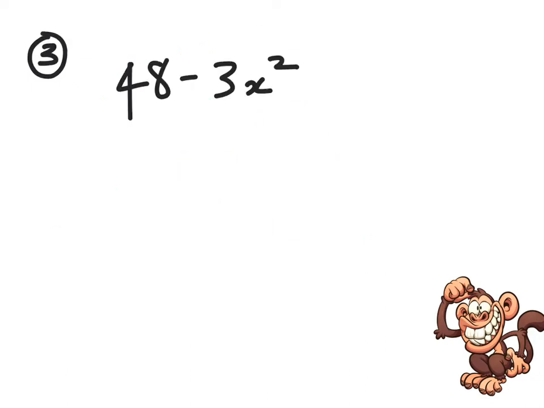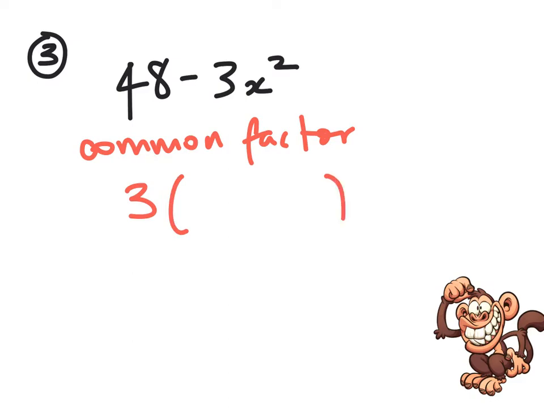Jump to 1. Factorise. Remember, first thing we do with factorisation is we look for a common factor. So is there a number that goes into 48 and 3? And there is. It's 3. So take that as a common factor first of all.